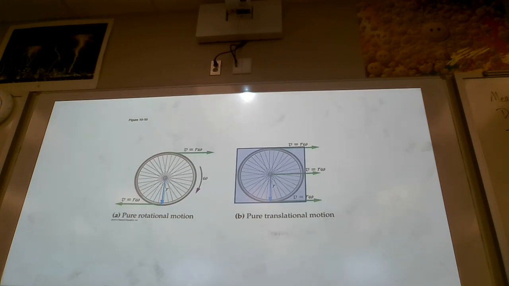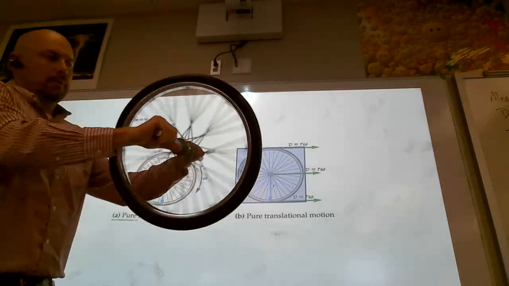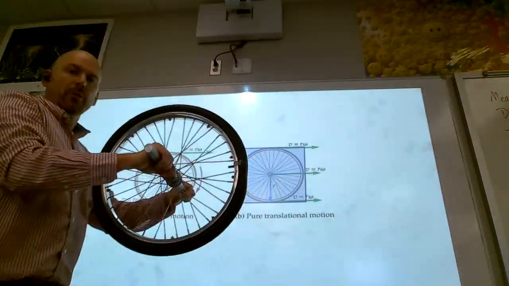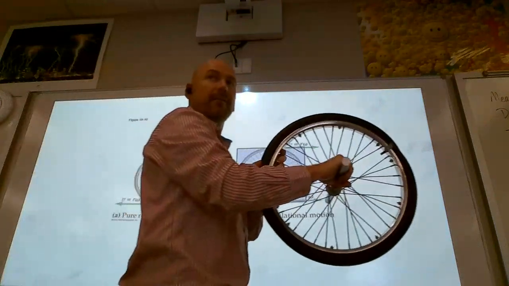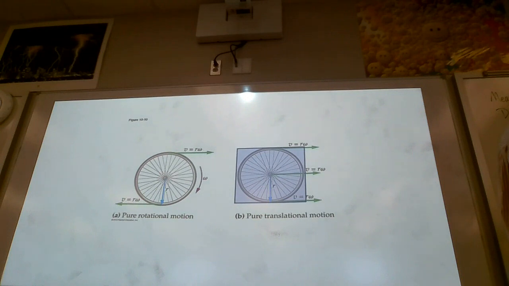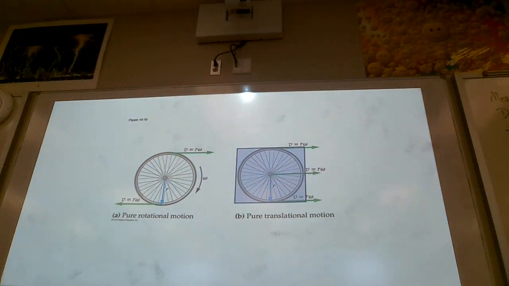Okay, so it is both spinning rotationally and the whole thing is moving. The center of mass is moving as if it was a block translationally. Combine those together. Watch your shins.